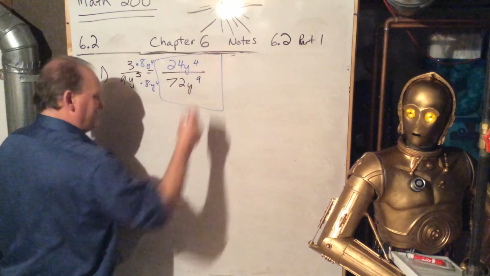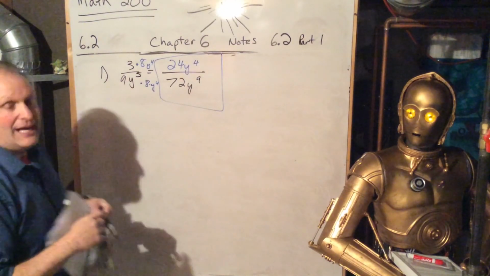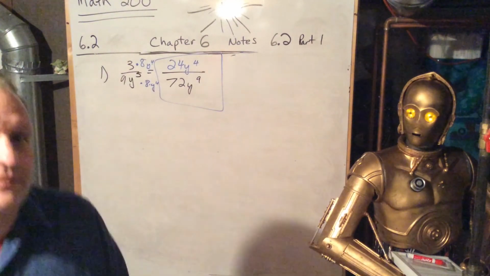That was actually a little easier. I don't know if I had to erase the whole board. So that's 6.2 part 1. We'll do a 6.2 part 2.